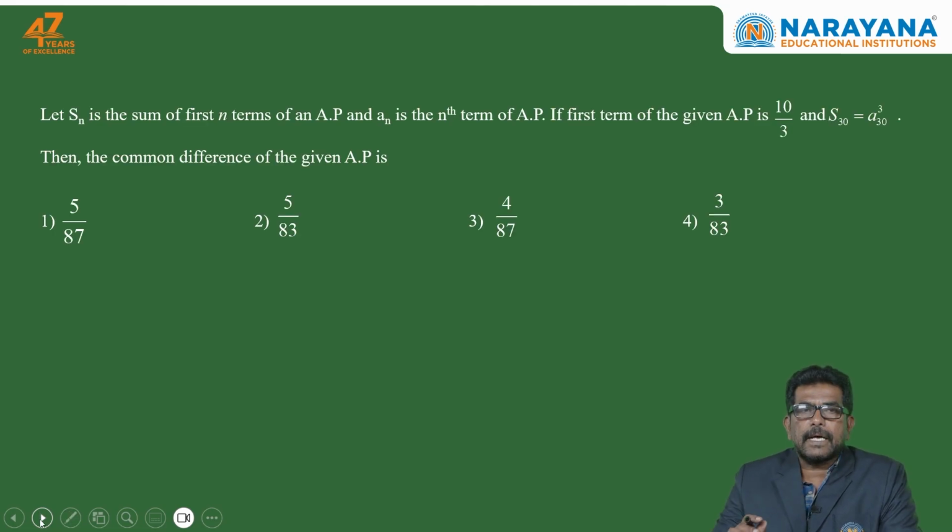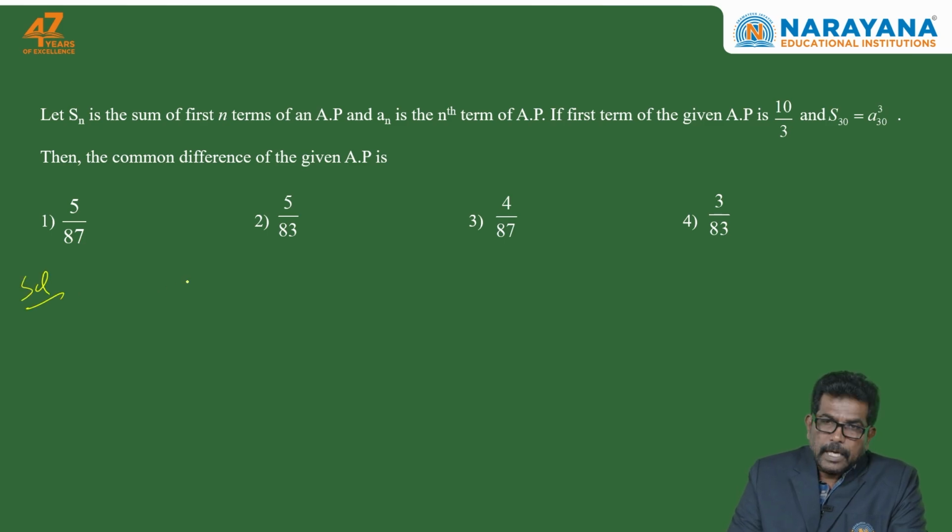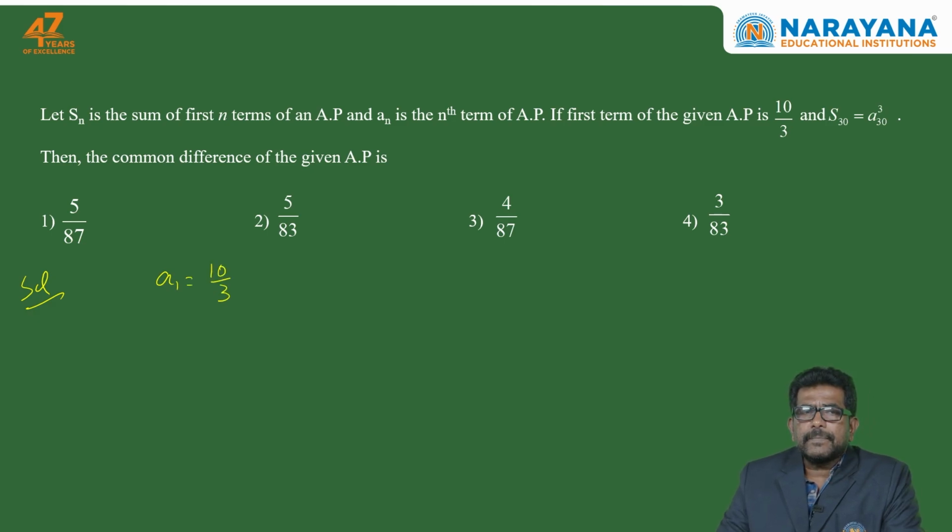Now the next one. Let Sn be the sum of the first n terms of an AP and An the nth term of the AP. If the first term of the given AP is 10 by 3 and S30 is equal to A30 whole cube, then they are asking for the common difference of the given AP. As usual, we are solving this problem using the AP series, but here it is somewhat different, that is, S30 is equal to A30 cube is given. So to solve this problem, first A1 is given, A1 is 10 by 3, and the relationship between S30 and A30 whole cube is given.